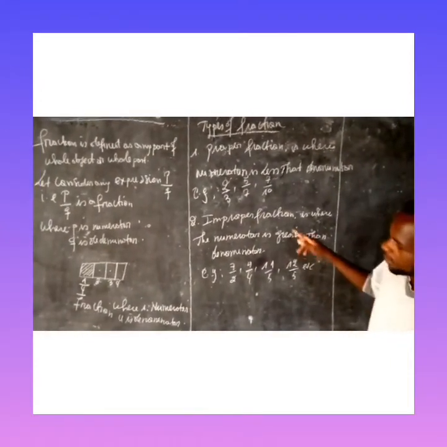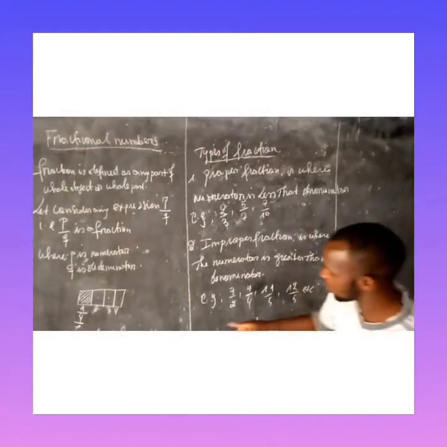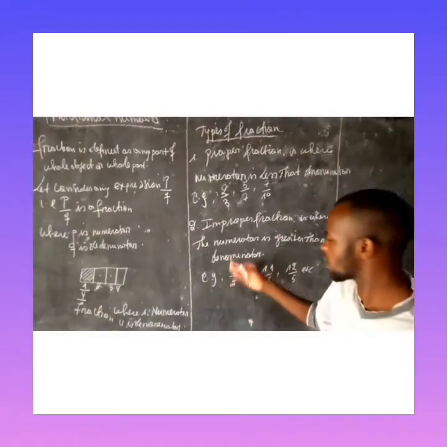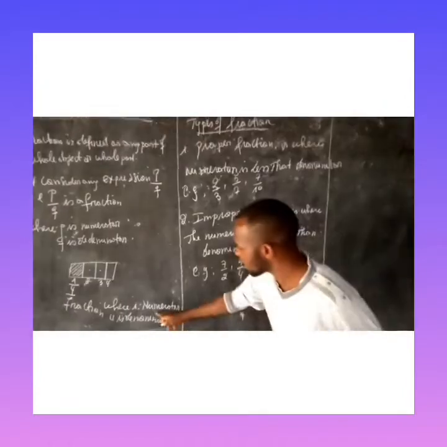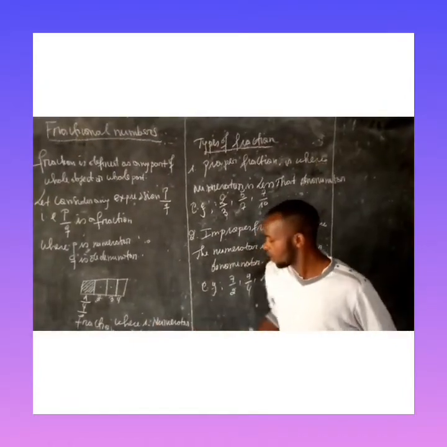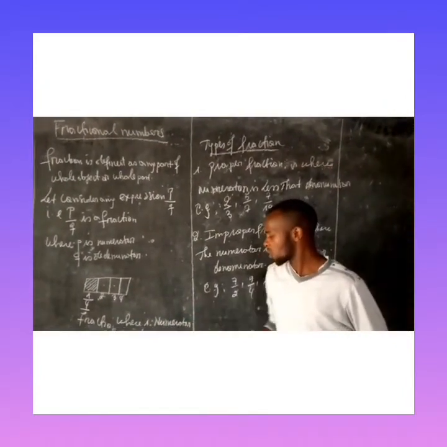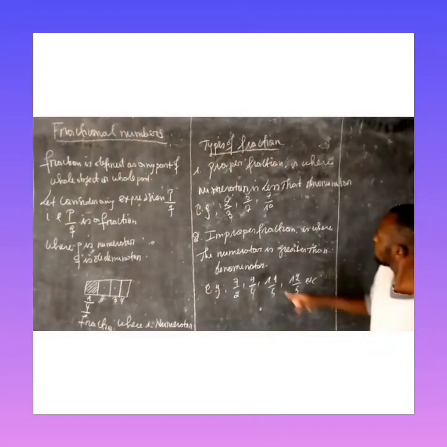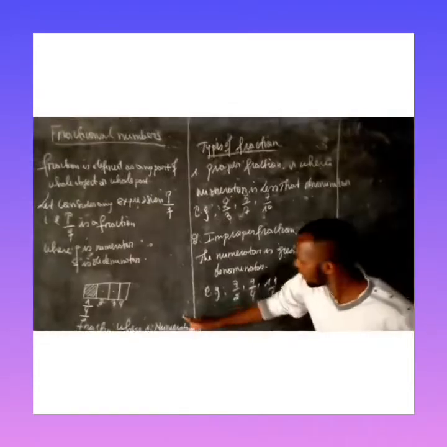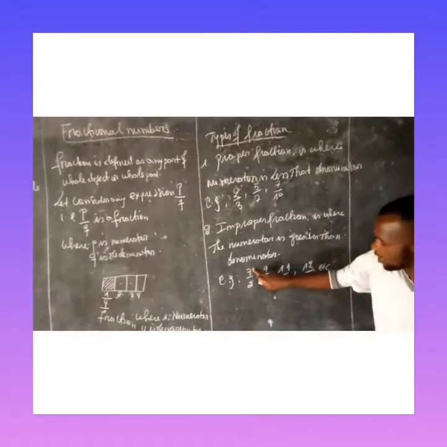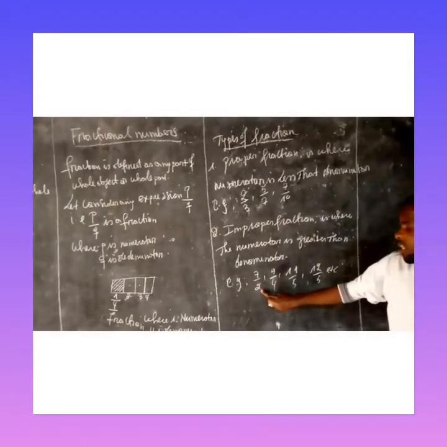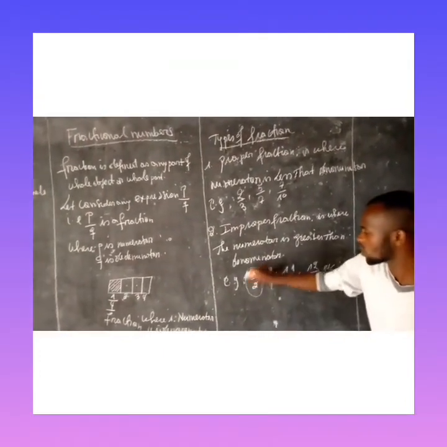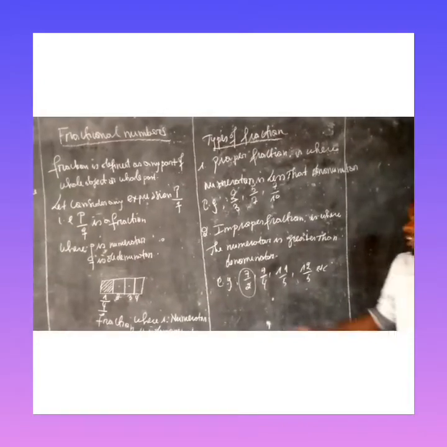Now remember that the numerator is a required part of a whole, while the denominator is a total part of a whole. Here, 7 is the numerator, while 2 is the denominator. Now we conclude that this one is what you call an improper fraction.